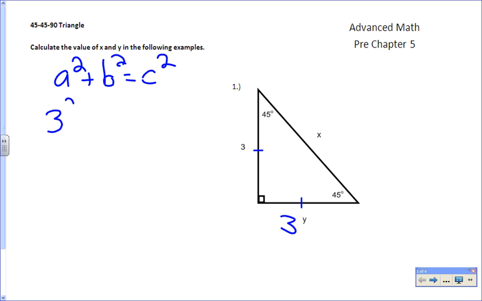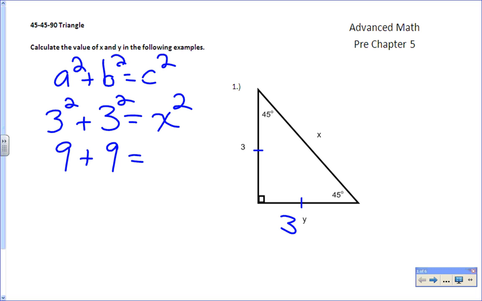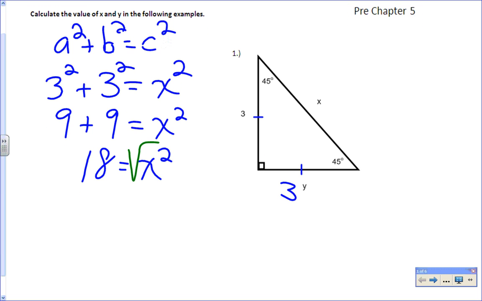So 3 squared, because here's where you put your legs, plus 3 squared equals the hypotenuse, which in this case is x squared. And so we got 9 plus 9 equals x squared. What's 9 and 9? 18 equals x squared. Well, I don't know what x squared is. I want to know what just x is. So we take the square root of 18.